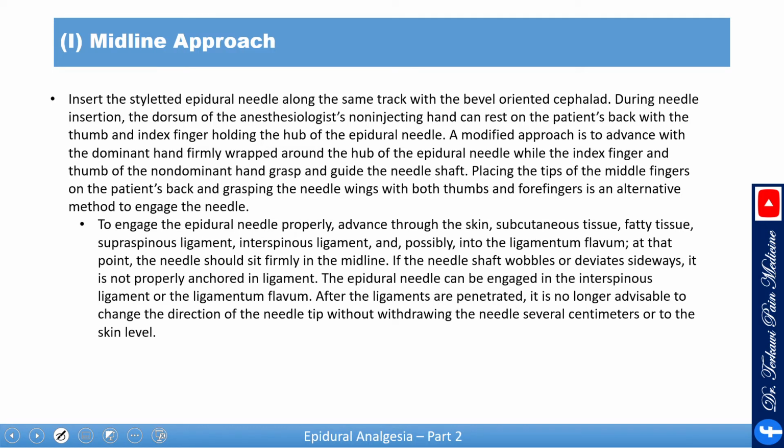To engage the epidural needle properly, advance through the skin, subcutaneous tissue, fatty tissue, supraspinous ligament, interspinous ligament, and possibly into the ligamentum flavum. At that point, the needle should sit firmly in the midline. If the needle shaft wobbles or deviates sideways, it is not properly anchored in ligament. The epidural needle can be engaged in the interspinous ligament or the ligamentum flavum.